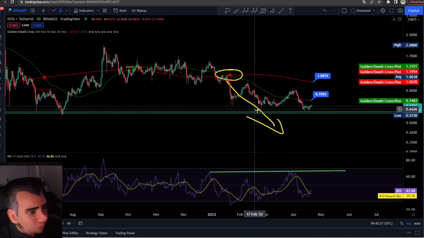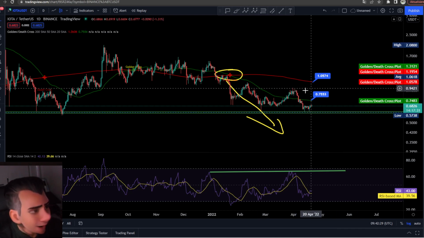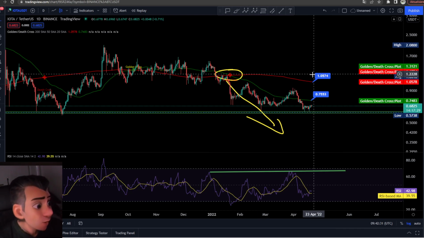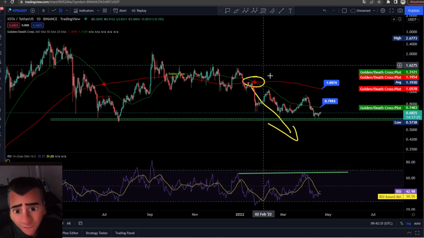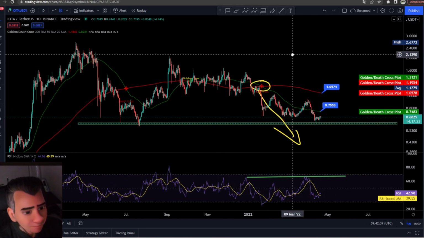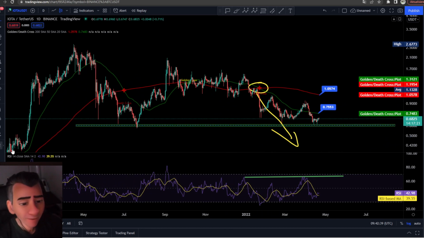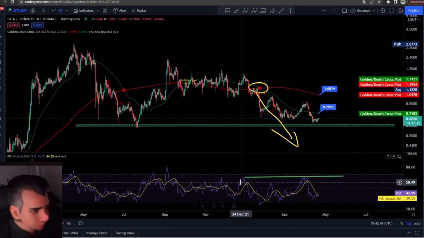Yes, why not hold this bottom? Why not go up here? Why not go up to 75 cents? Why not catch $1? And yes, up to 50 US dollars. Let me be a little bit bullish, guys. RSI. Okay, let's move on.